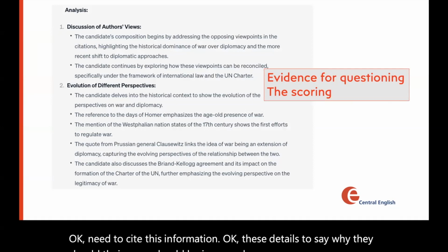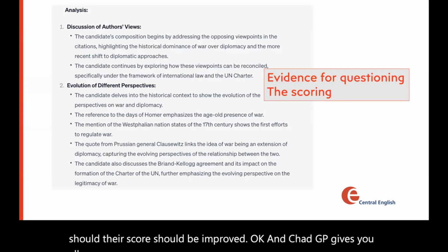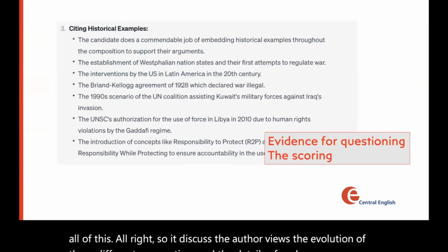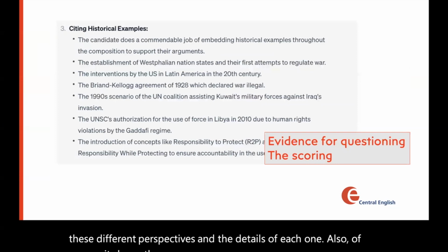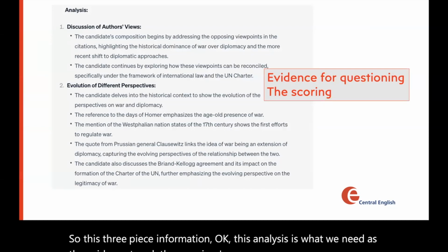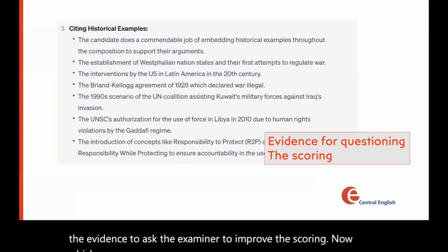Okay, these details to say why their score should be improved. Okay, and ChatGPT gives you all of this. All right, so it discusses the author's views, the evolution of these different perspectives, and the details of each one. Also, of course, it shows the number of historic examples used by the candidate in his composition. So this three-piece information, okay, this analysis is what we need as the evidence to ask the examiner to improve the scoring. Now, which areas do we want to improve?